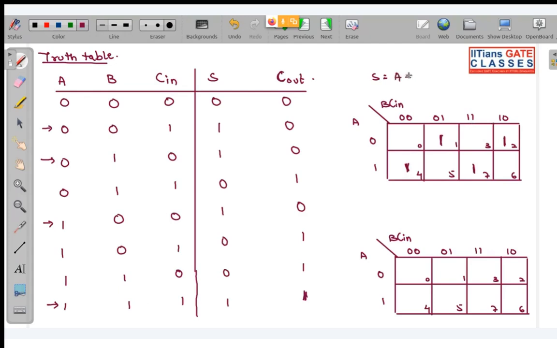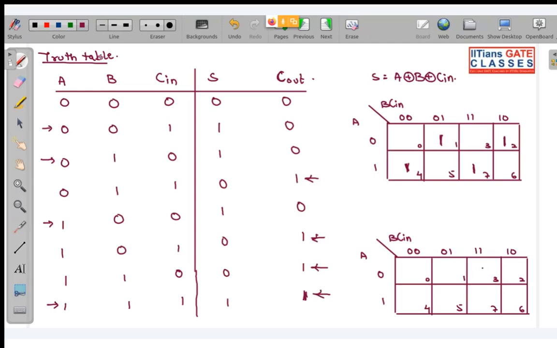So this will be A XOR B XOR C in. Okay, we have discussed this in K map. Now let us try to write about C out. So we can see where it is one. Over here, here, here, and here. So these places are 3, 5, 6, 7.